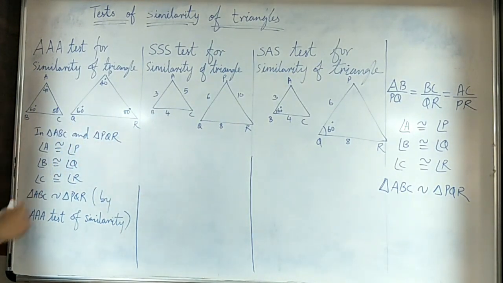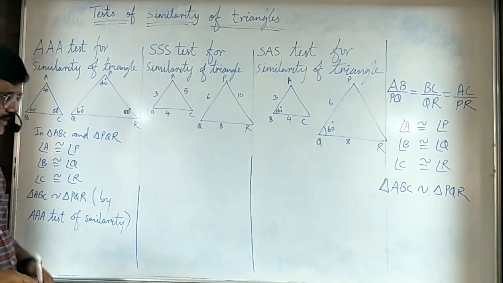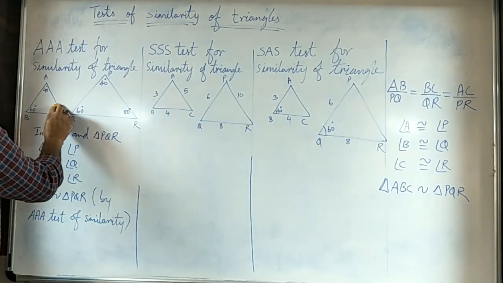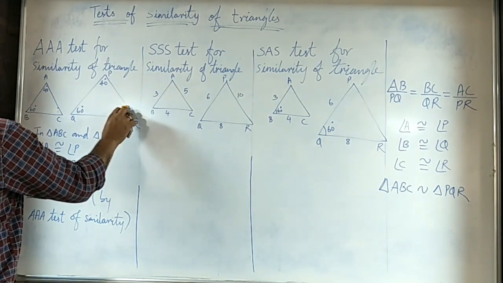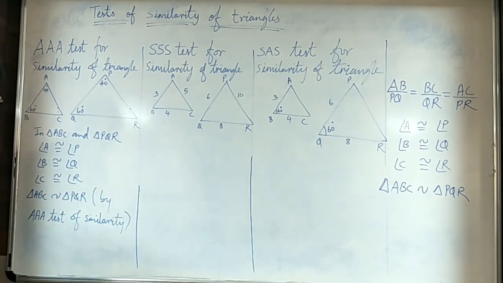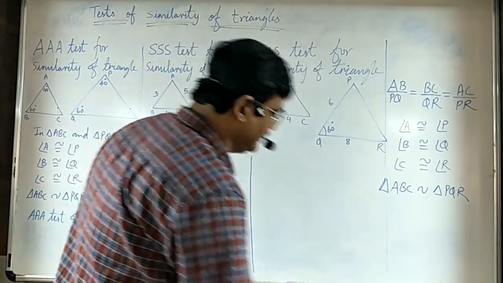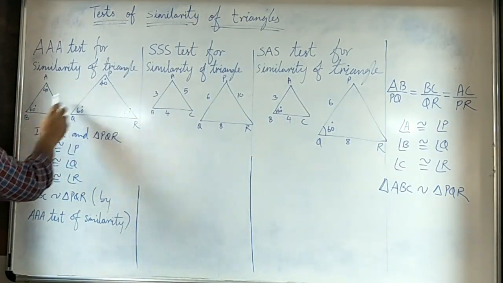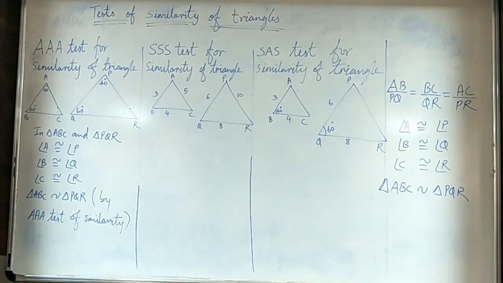Here three angles are congruent. Now one more part I want to explain to you today. For example, if I don't write all the three angles, and I just write that two angles are congruent. If two angles are congruent, one angle is 40, the other is 60. But what about the third angle? You don't need to go for it.